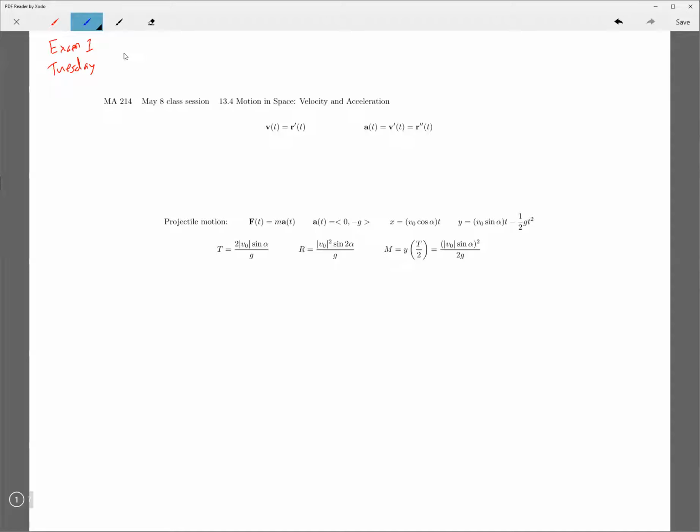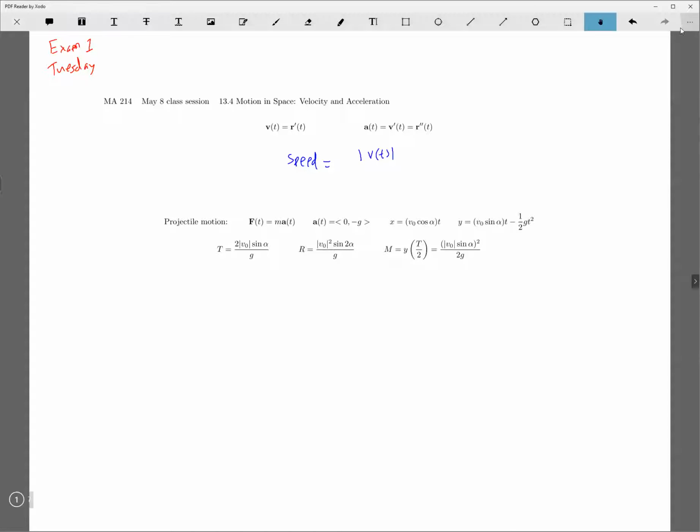Okay, let's start with 13.4, which is motion in space, velocity, and acceleration. So the velocity is going to actually be a vector, and it's the derivative of the position vector. And then the acceleration is the derivative of the velocity, or the second derivative of the position vector. So this right here is going to be pretty much like you expect it to be. And then the speed, that's going to be the magnitude of the velocity vector.